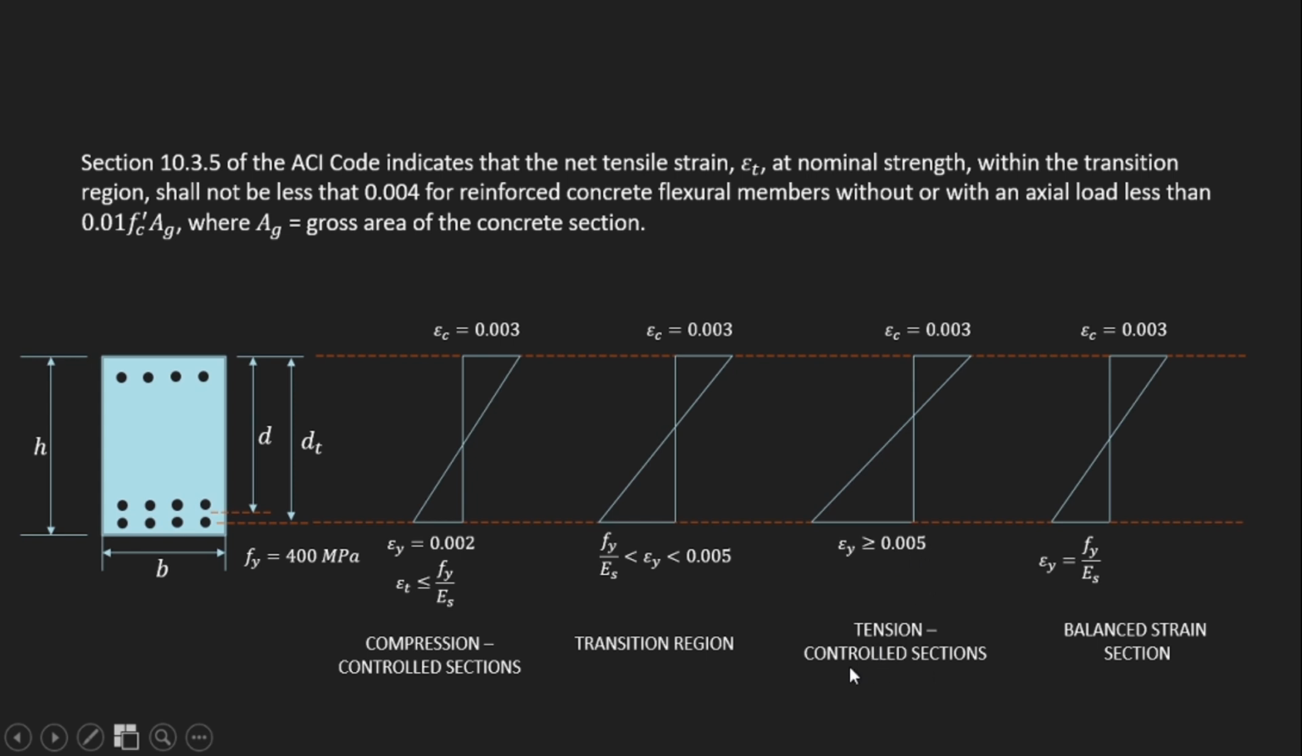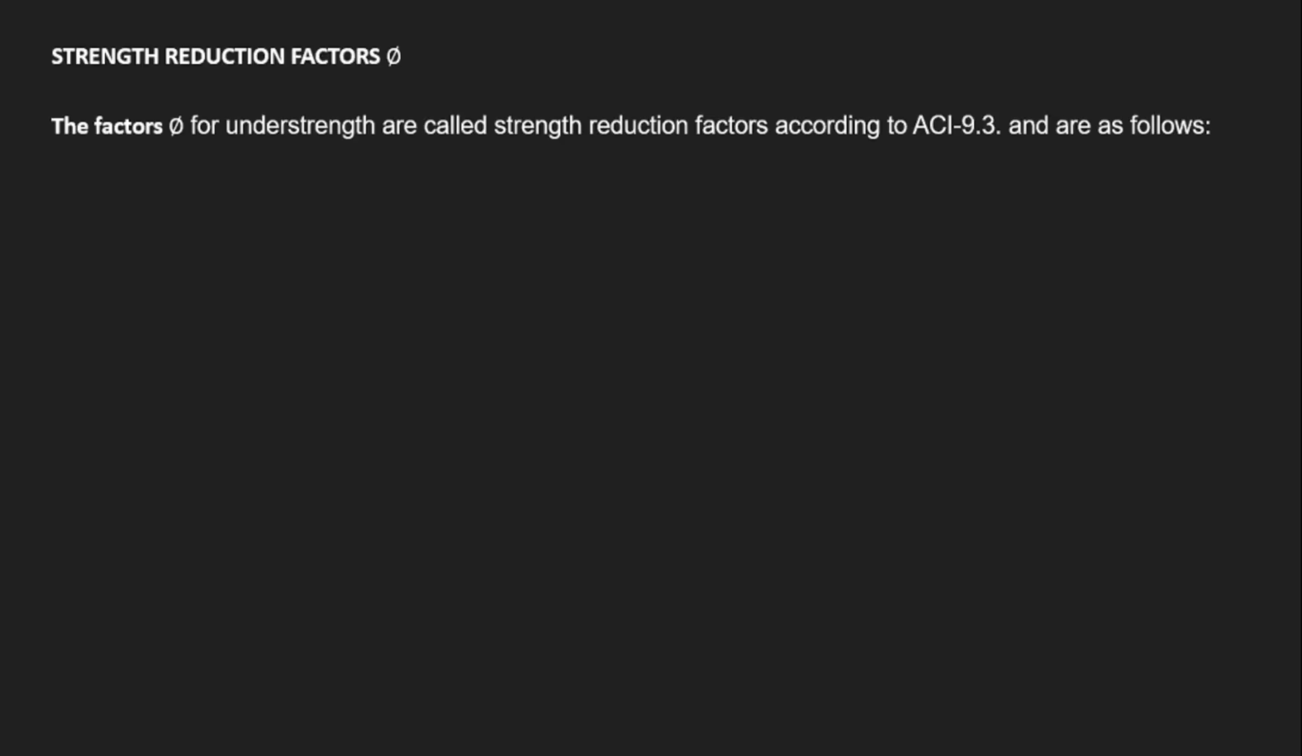So at least ito dapat yung failure niya, kung magbo-fail man yung beam natin, yung design of our beam, at least dapat nasa tension controlled siya or nasa transition region na yung strain natin at least 0.004. Tapos for balance naman, hindi natin ito ginagamit in designing of our beams. Kung sakali man mag-fail yung beam natin, hindi dapat siya balance strain or compression controlled section.